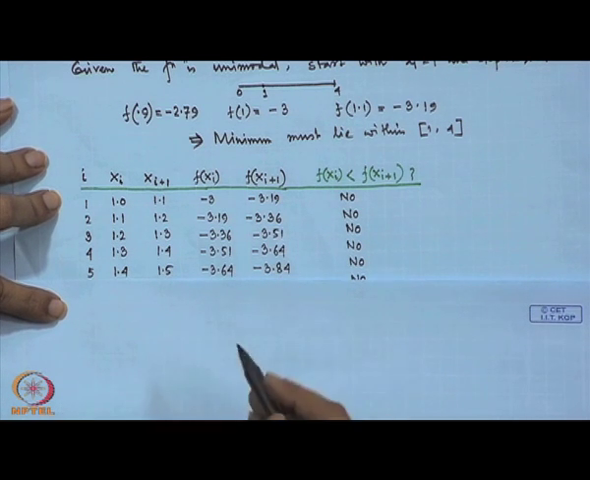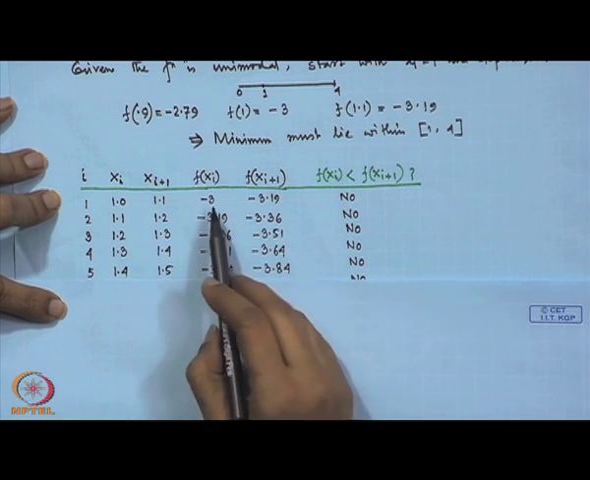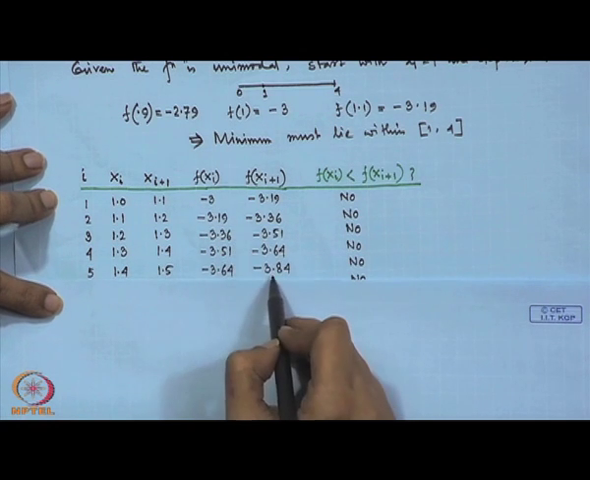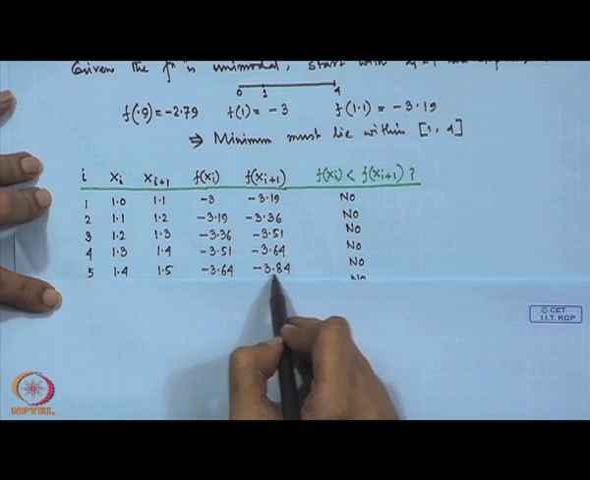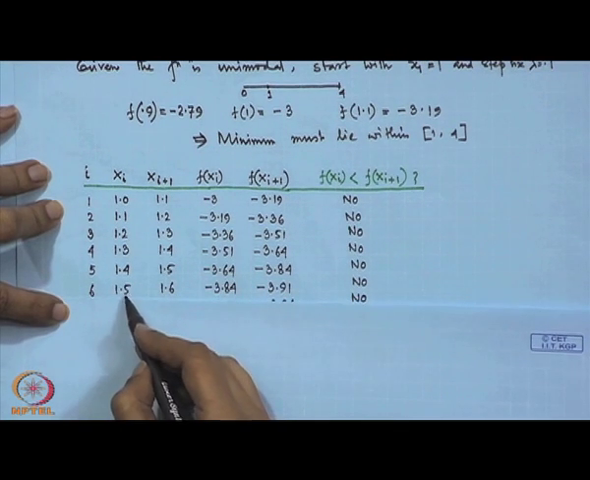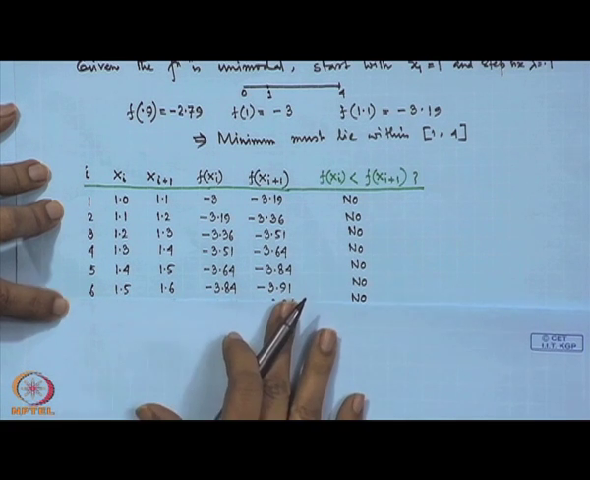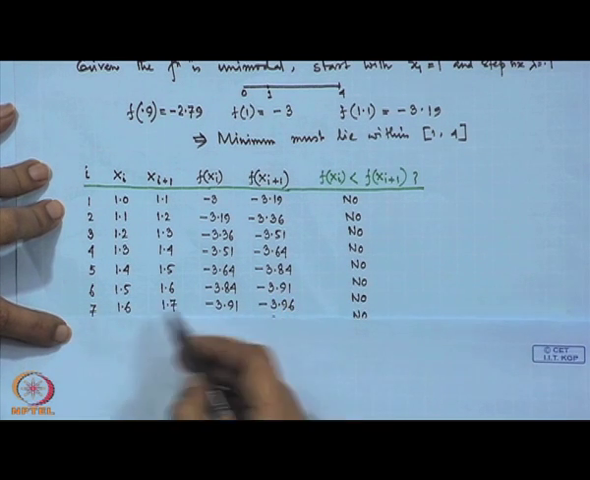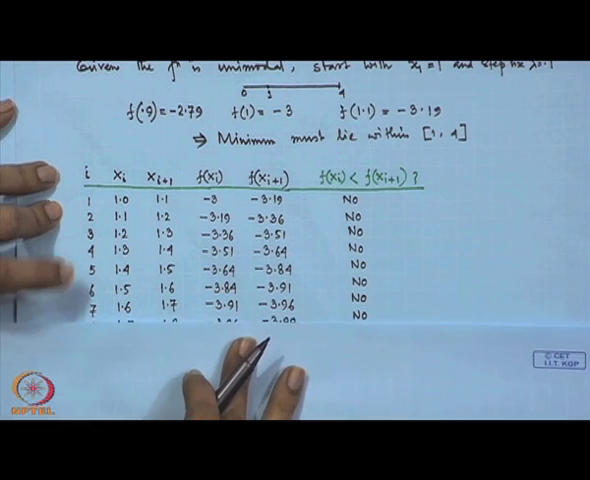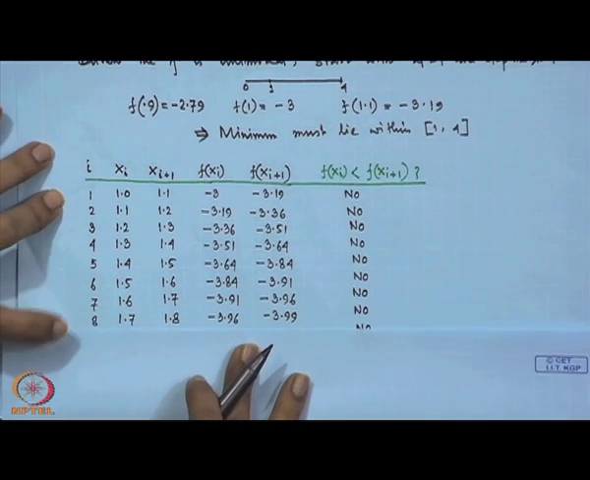We started our journey from -3, and we see we are getting better and better functional value and reaching the functional value of -3.84. Again we are moving to the next, from 1.5 to 1.6, better functional value. For the next, 1.6 to 1.7, better functional value, 1.8, better functional value.